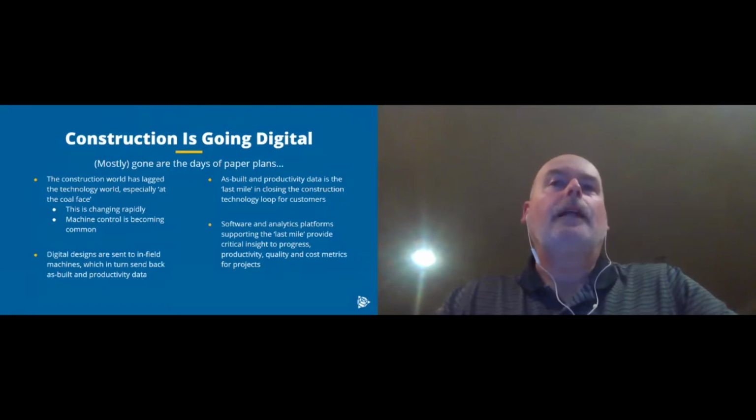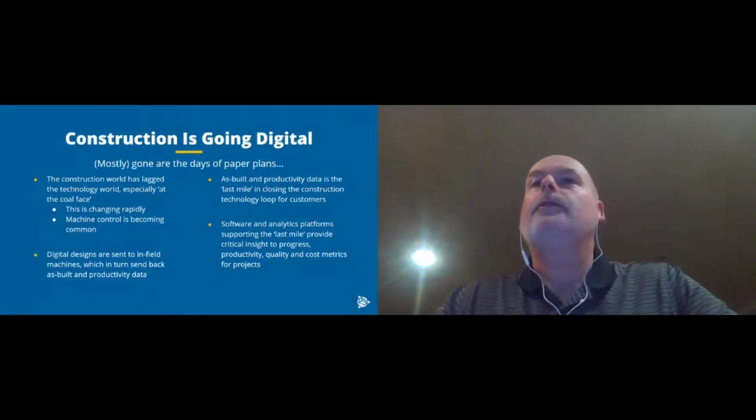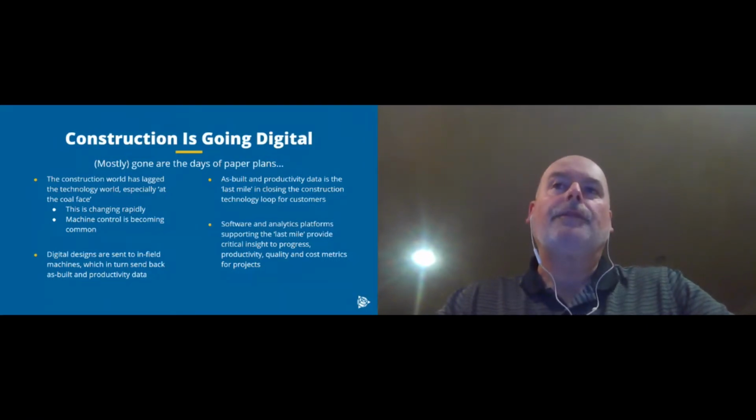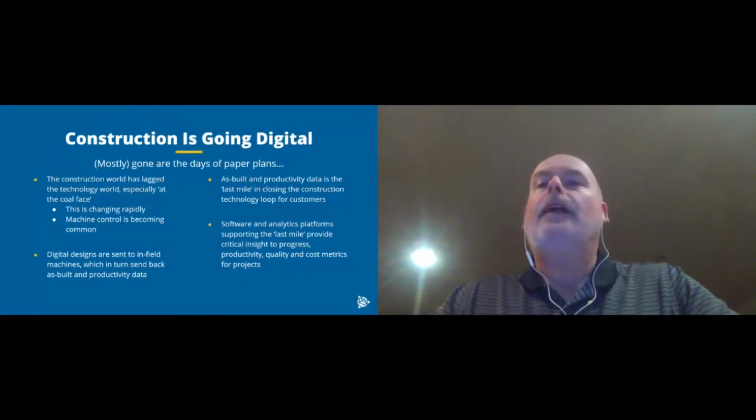Designs are now commonly digitally prepared and sent to the field to be built using machines, using machine control technology. And that data covering how they are building those projects, how those earthworks and compaction processes are being performed by those machines, is sent back to back office software. And this is really the last mile in terms of closing the construction technology loop for customers.